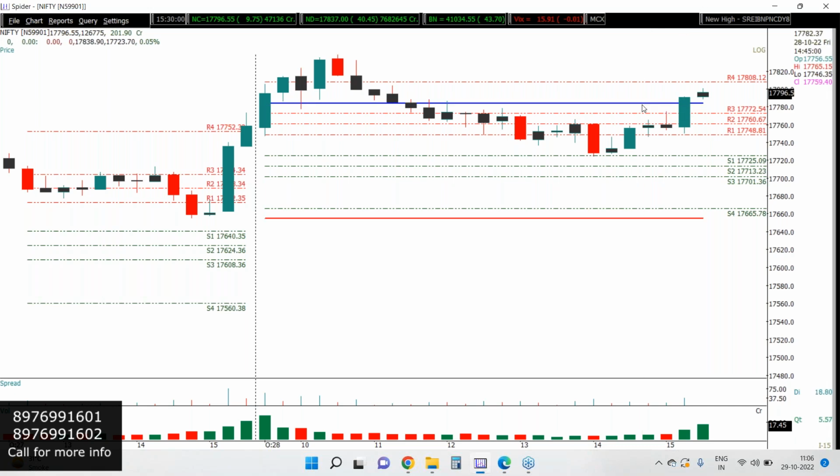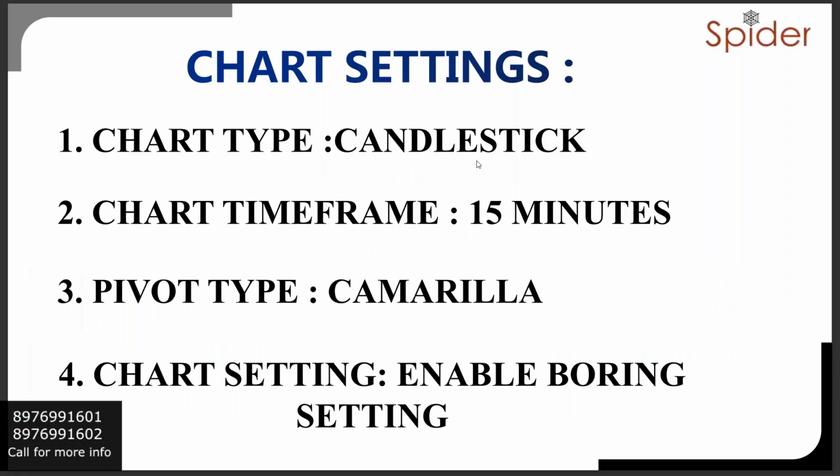But here I'm coming up with a different concept, because I'm looking for a trending market. I'll show you the setup, but before that you have to make these chart settings. First, enable the candlestick chart; the chart type is candlestick. Second, you always need to use the 15 minutes time frame. The reason is that if you use 5 minutes, you will get multiple whipsaws. So we will use the 15 minutes time frame.